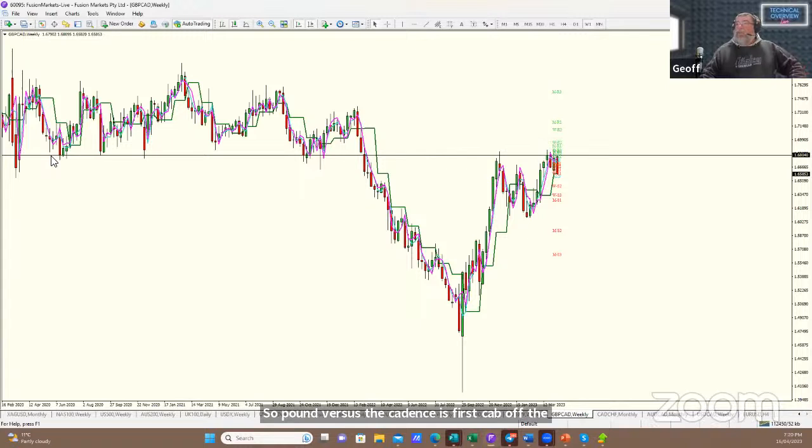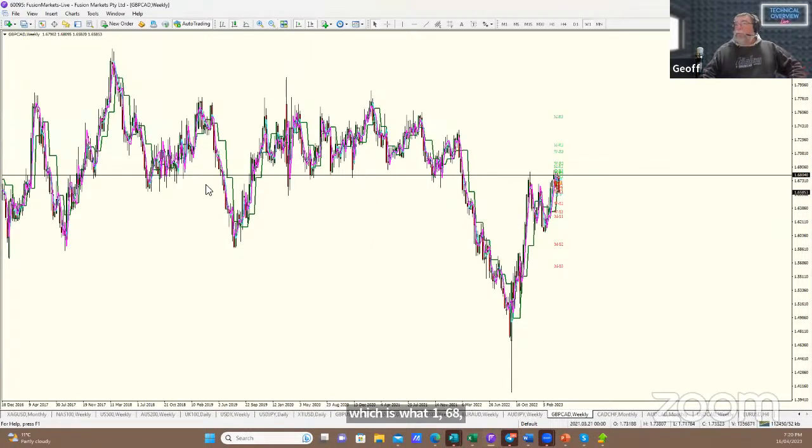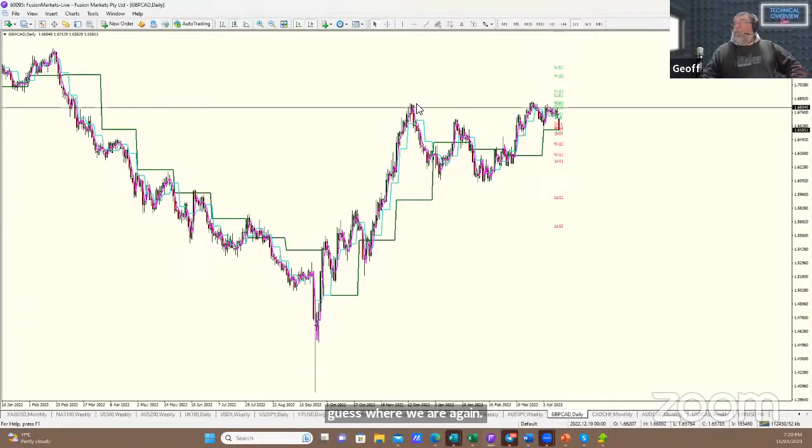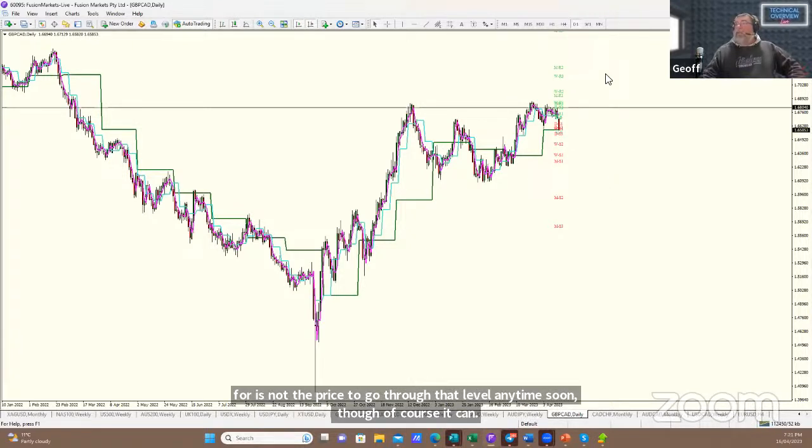And I like this because this level here, which is what, $1.68, is super strong. It's been support massively, going back to 2016, I'm going back here. Every time it comes to this level, it bounces off it. And we've done that again. And guess where we are again? We've just bounced off it again. So what I'll be looking for is not for price to go through that level anytime soon, though of course it can, but to pull away from that level and then have another crack at it at some stage.